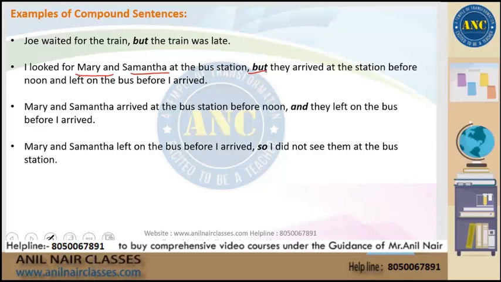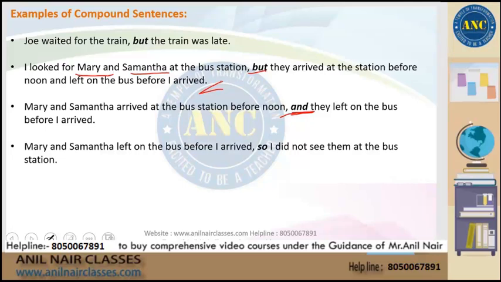Mary and Samantha arrived at the bus station before noon and they left on the bus before I arrived. These are two different statements. Hence you're connecting them with and. But here what happened? Even before you went, they came, they arrived at the station, they took the bus and they left. Right? But here he's not talking about them arriving at the station. These are two different statements. You can simply say Mary and Samantha arrived at the bus station and they left.